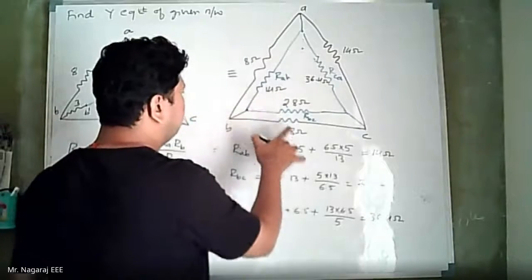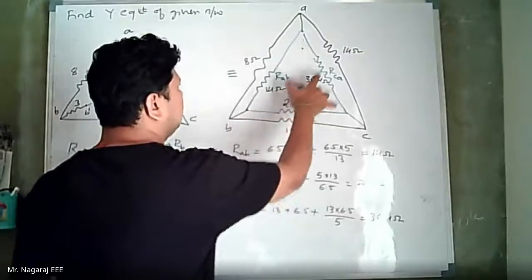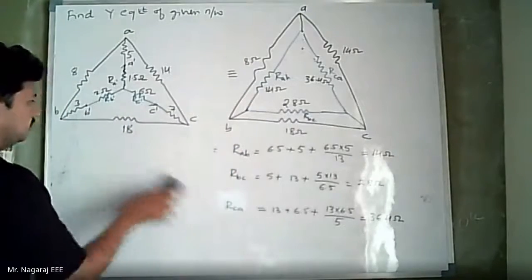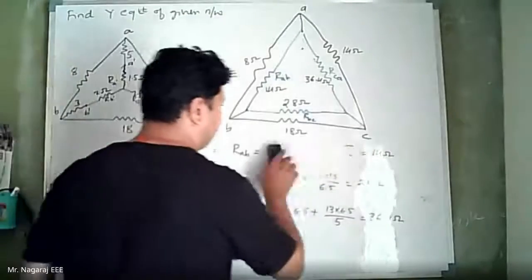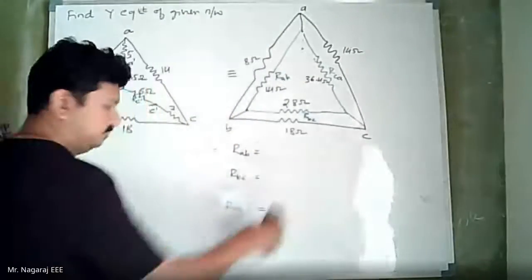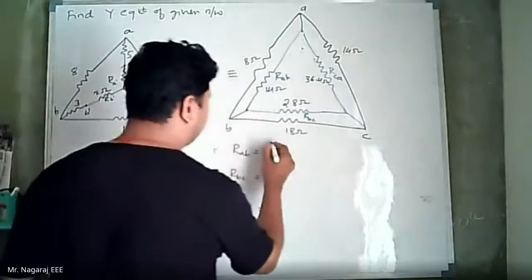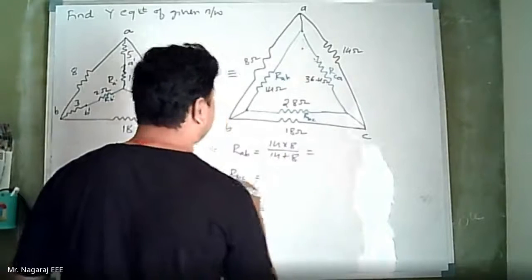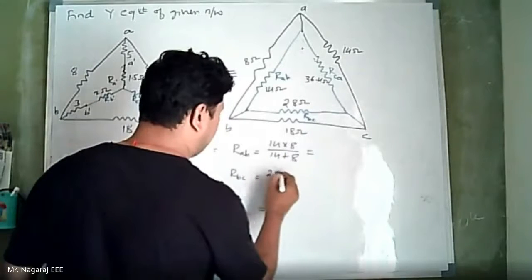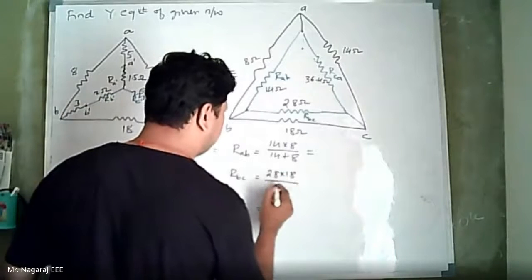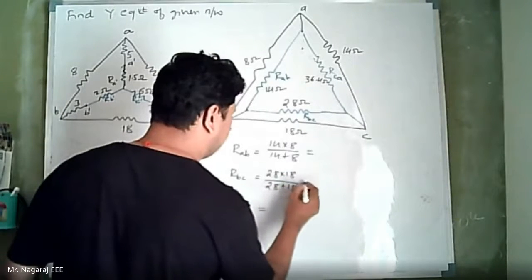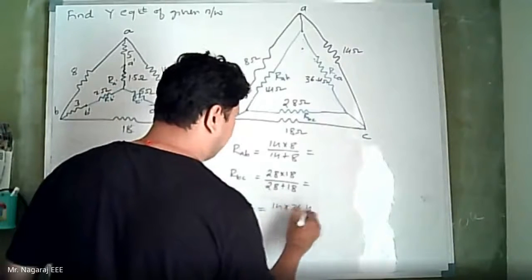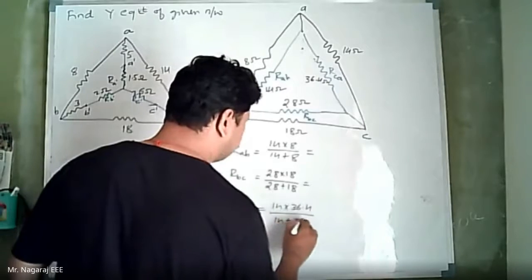8 ohm parallel to 14, 18 ohm parallel to 28, 36 parallel to 14. Now take the parallel combination of this. RAB is 14 into 8 divided by 14 plus 8. RBC is 28 into 18 divided by 28 plus 18. RCA is 14 into 36.4 divided by 14 plus 36.4.